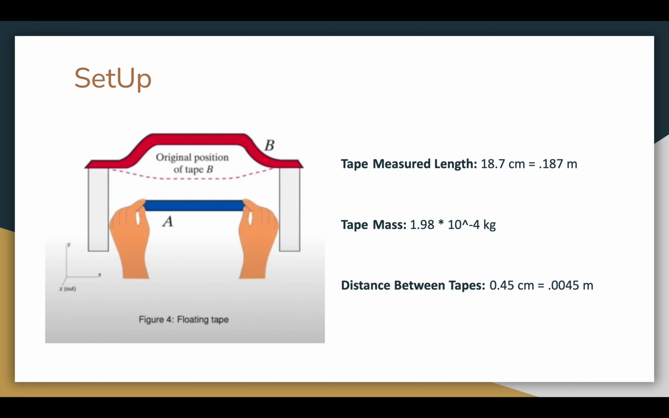Here's a diagram of the setup where we floated tape B by holding tape A below it. The separation distance between tape A and tape B, as well as the mass and length of tape B, are all shown to the right.